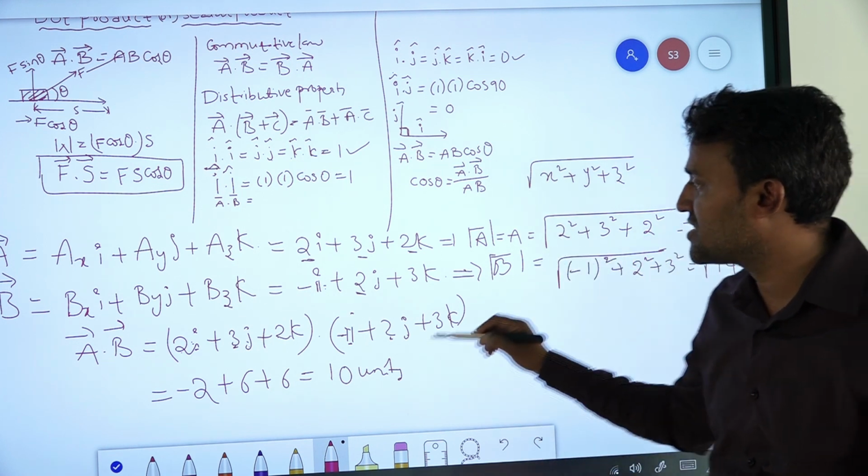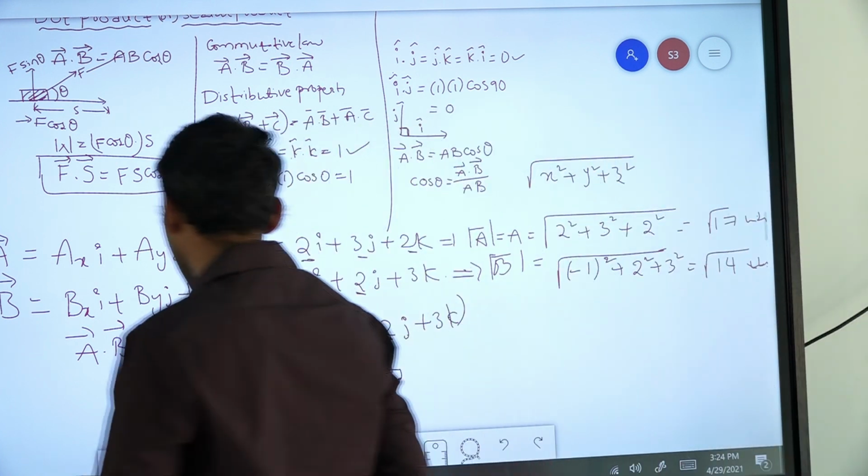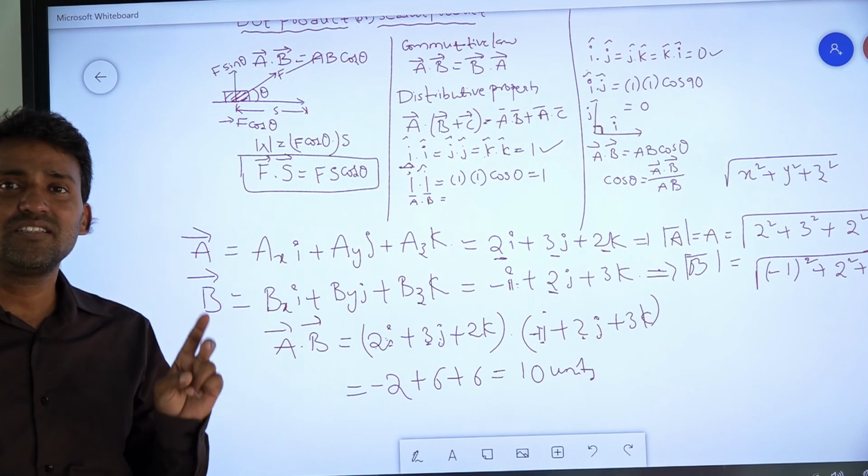You can find the magnitude like this, and the dot product is like this. Again I am telling you, I want to show you here. The dot product is nothing but a dot b. In this one, i dot i, j dot j.